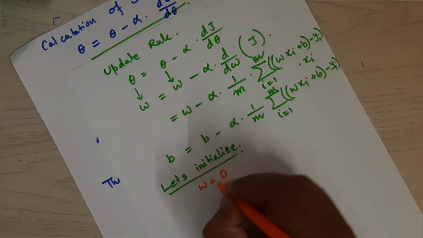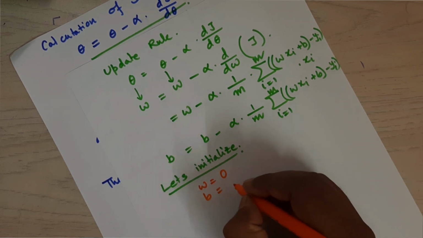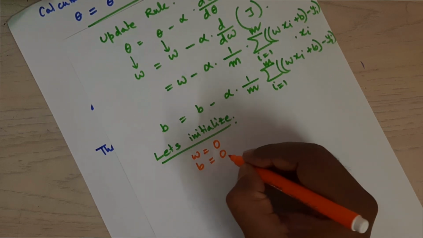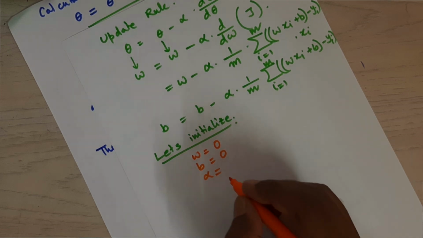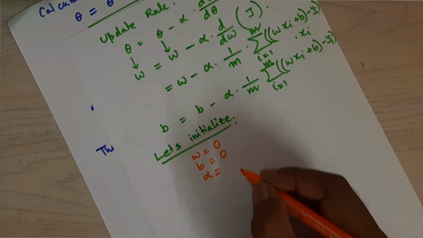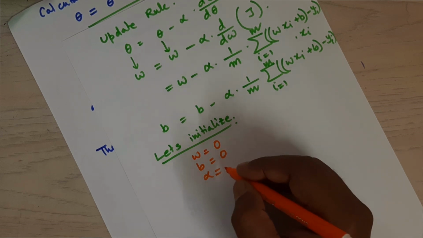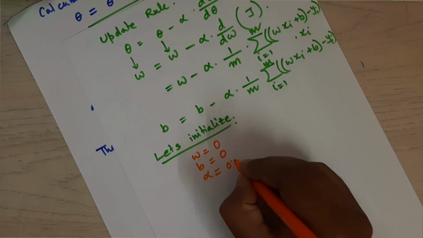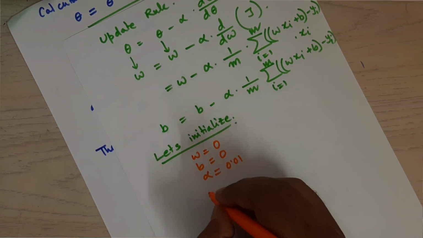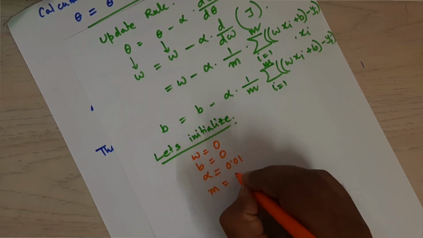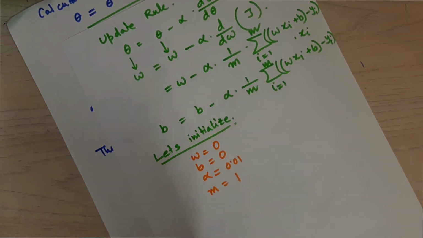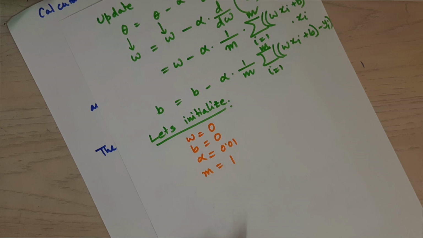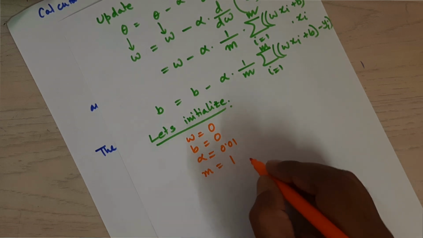W is equal to 0, b is equal to 0, alpha is the hyperparameter, that is the learning rate, so that controls the step size. So alpha is equal to, let's say, 0.01, and the mini batch size is equal to 1. So this batch size again is the number of data points in a single batch. So that is m is equal to 1.